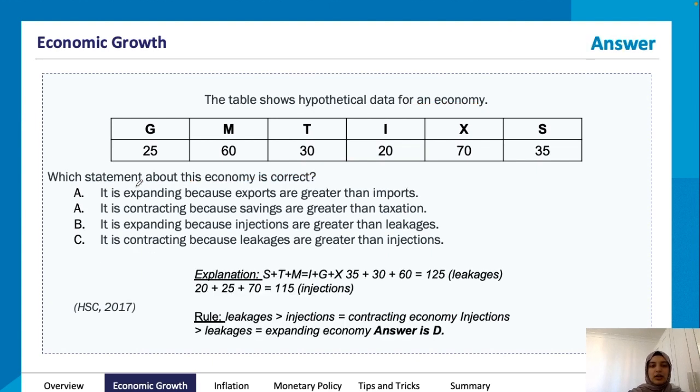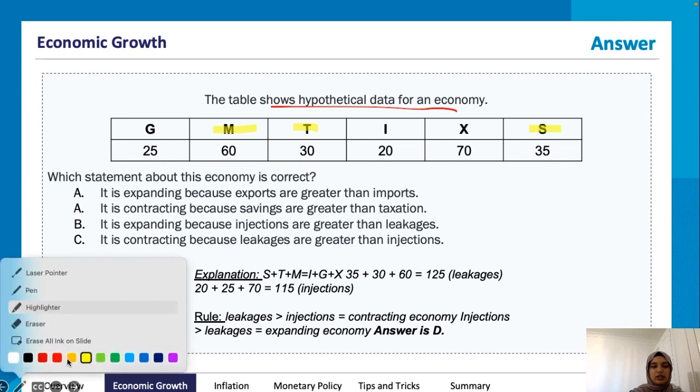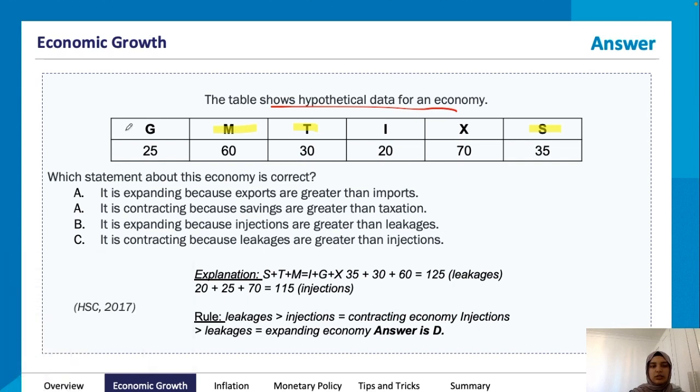So, let's go through the options here. So, we've got the hypothetical economy. First thing I did whenever I had a question like this, I would separate the leakages and the injections. Okay, so leakage, leakage, leakage, and then another color. Let's take blue, injection. Okay, so we've got STM equals IGX, which we already know.